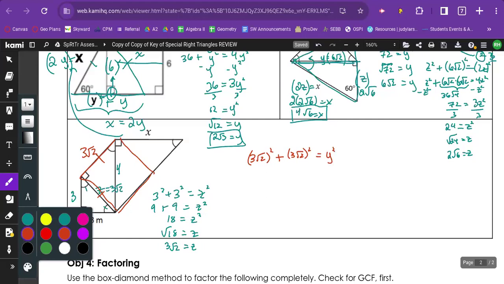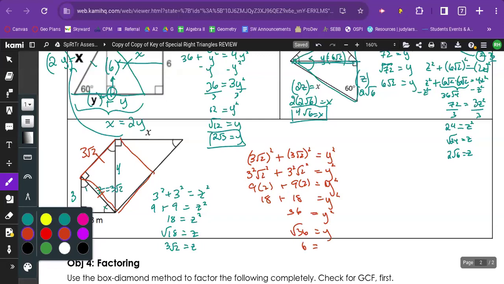So 3 root 2 squared is the same as 3 squared root 2 squared and 3 squared root 2 squared. When you square root, it cancels it out. So we'll have 9 times 2, 9 times 2. So that's 18 and 18. So that'll be, let's see, 36. And taking the square root of 36, that'll be just 6. So this is 6, which is awesome because now we've got a square.